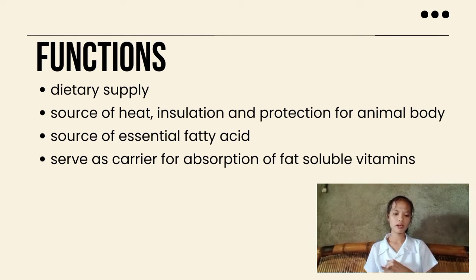First was the dietary supply. Fats become dietary supply because they serve as an excellent source of energy and are essential for the survival of the animals. Then, because fats are located beneath the skin, they serve as a source of heat, help the insulation to keep the body warm, and serve as protection of the animal body.